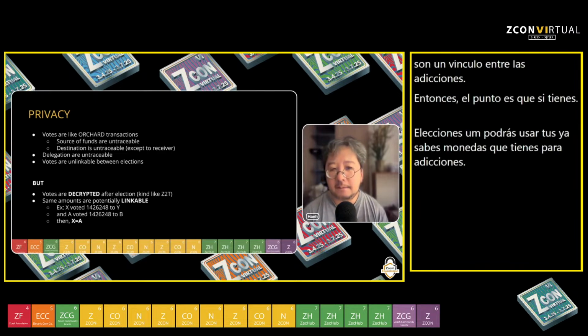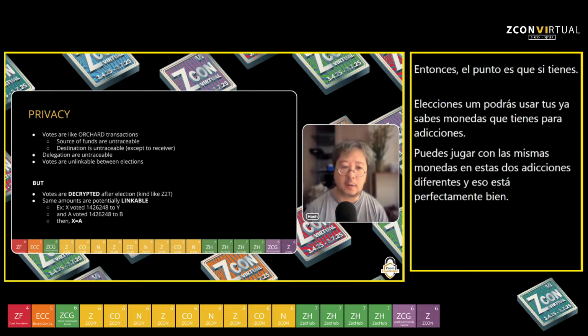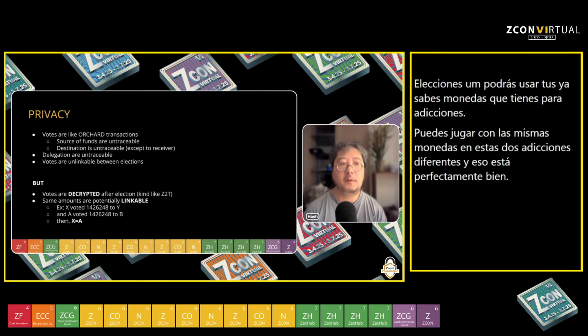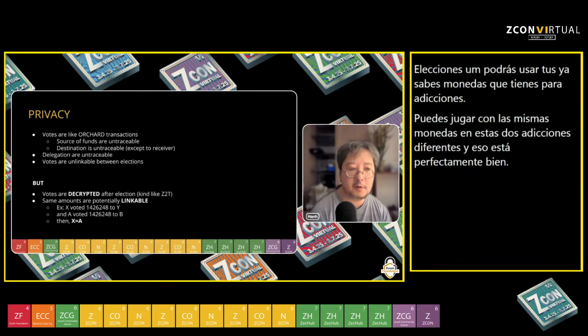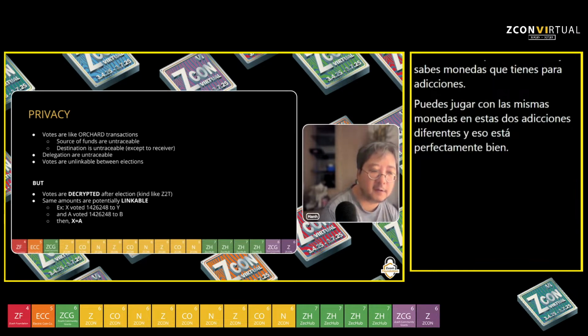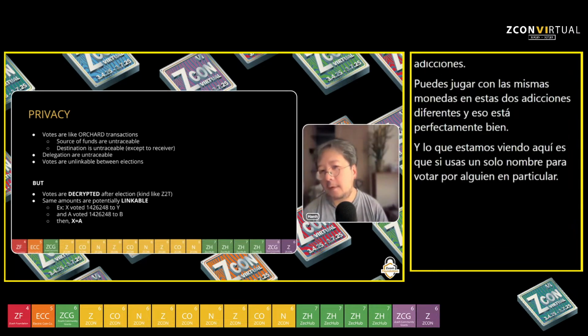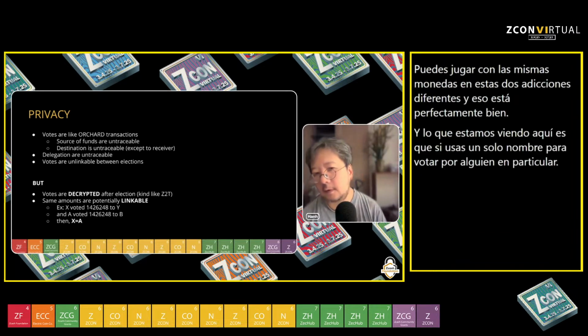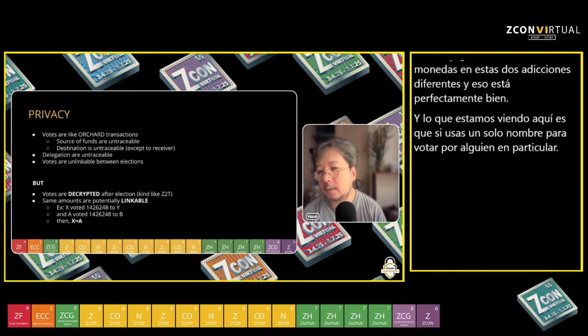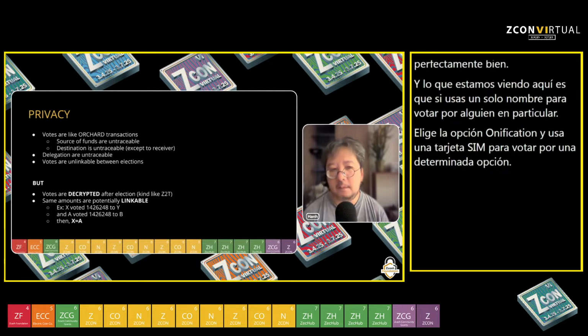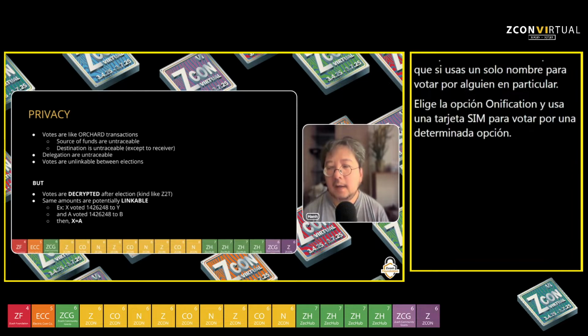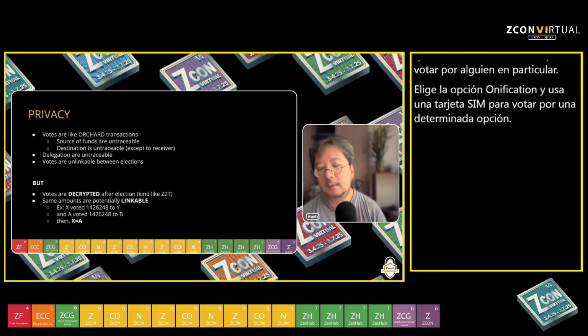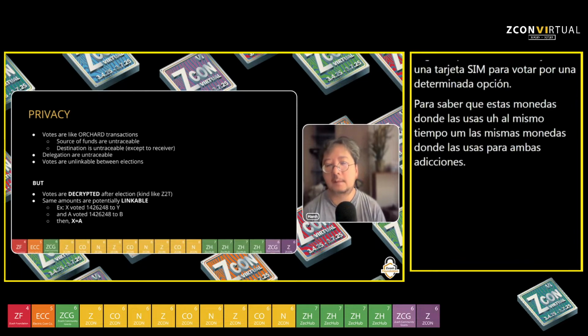It's perfectly fine. What we're saying here is that if you use the same coin to vote for a particular choice on election A, and you use the same coins to vote for a certain choice on election B, it is not possible to know that these coins were used for both elections. We cannot tie ballot A with ballot B, even though they are sourced from the same coins.